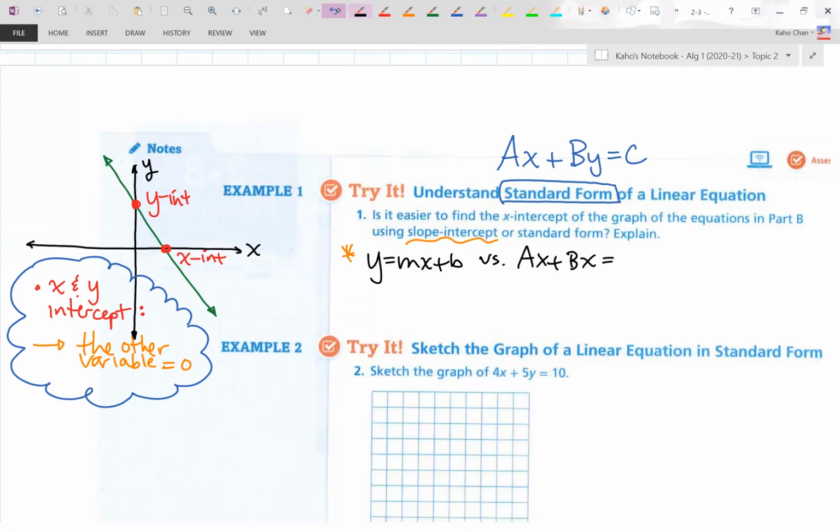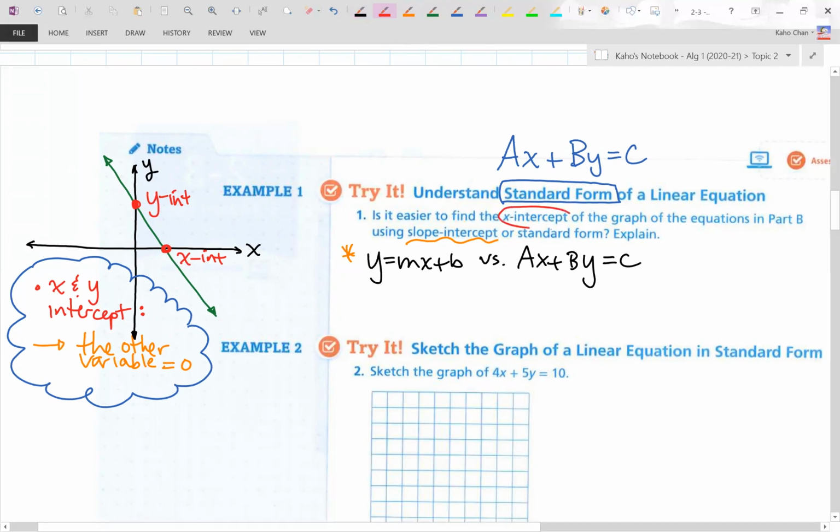Whoops, a typo there. Should be a Y. Remember, the key is to set the Y value to 0. So I really kind of think it's the same amount of work when you set the other variable to 0. Okay, that's where it crosses the x-axis, the x-intercept.